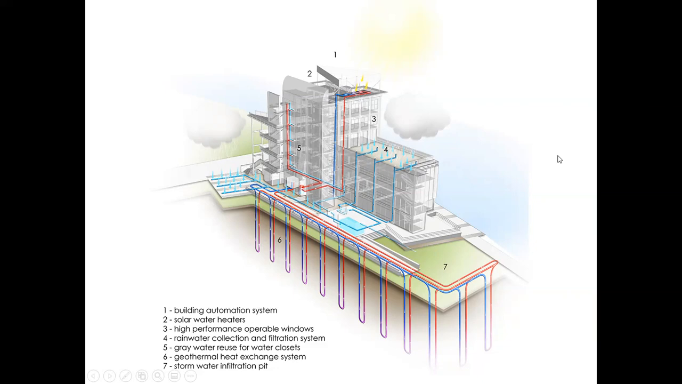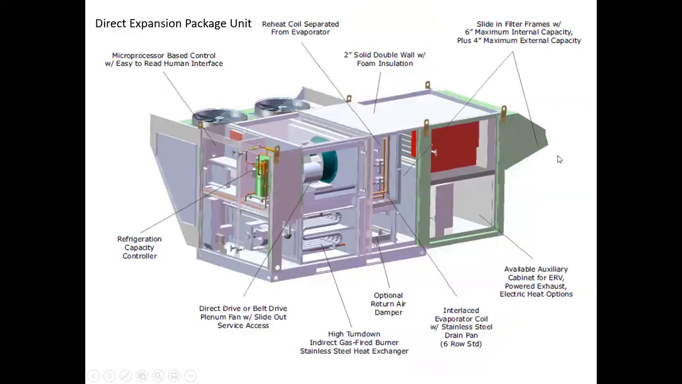Geothermal heat exchanger. I've got another slide on that. We'll talk about that here in just a second. Okay, and I put an extra little tag up here. This is what we would call a direct expansion package unit. So in cooling equipment we have two types. We have chilled water equipment, which is what we have here, because it actually gets chilled water from the chiller plant. Or we have direct expansion, which means that the actual refrigerant goes through the coil.